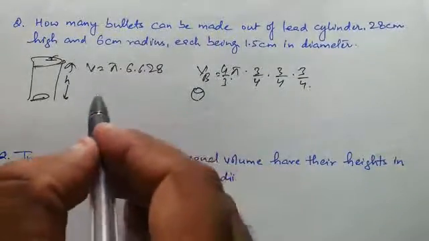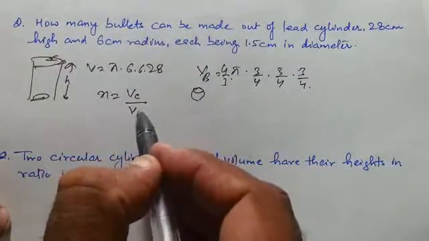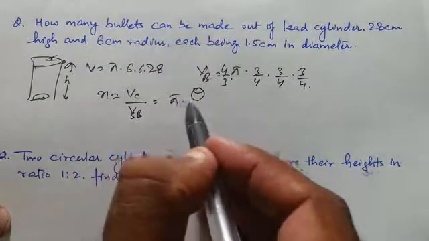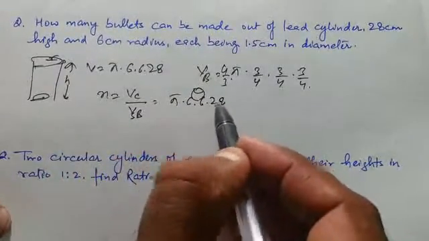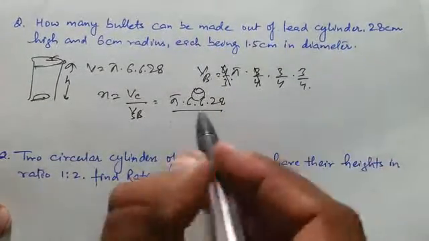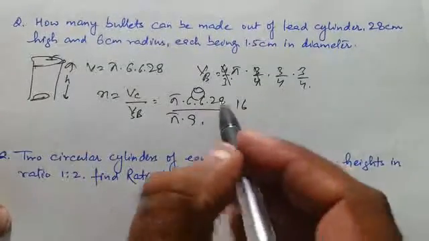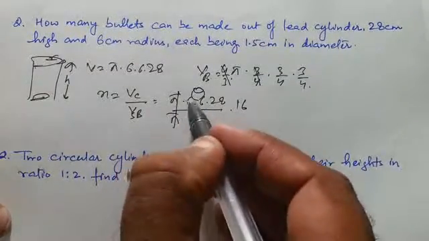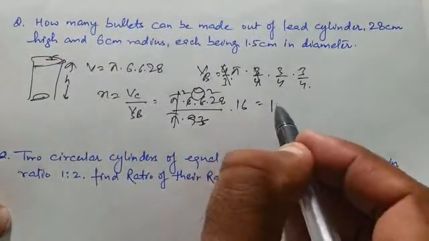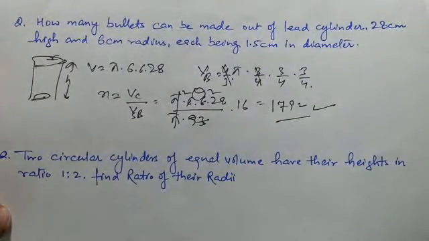So how many bullets can be there? The number of bullets will be the volume of the cylinder upon the volume of this spherical ball, right? So it will be pi into 6 into 6 into 28 upon pi into 9 into 16. We can cancel things here, 3 to the 6 is a 9. It comes out to be 1792. So this many bullets can be there, correct?